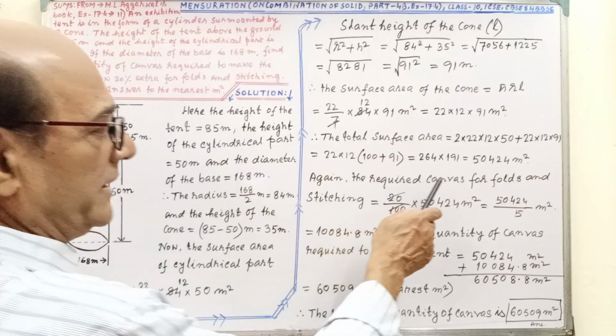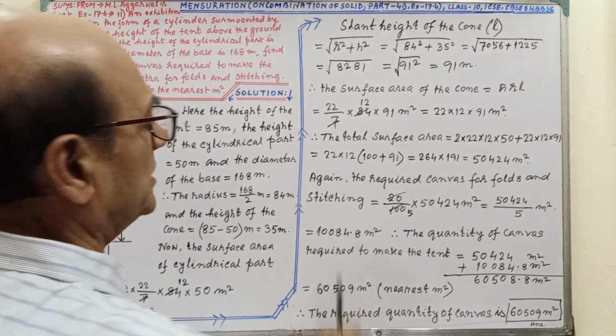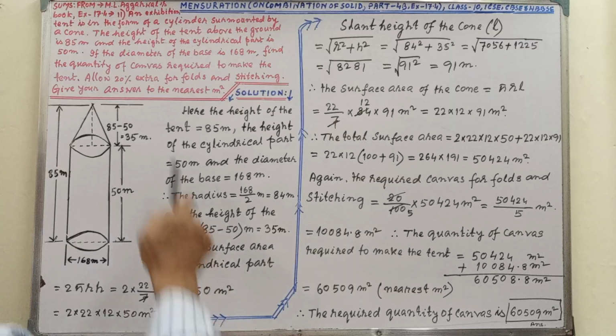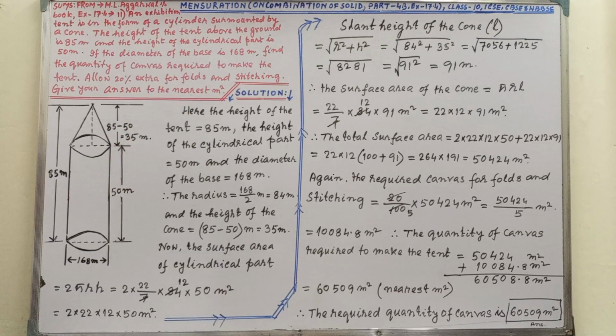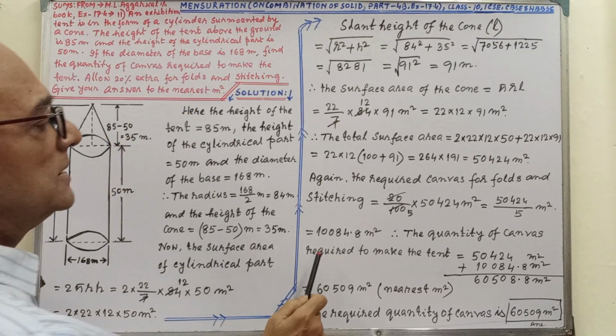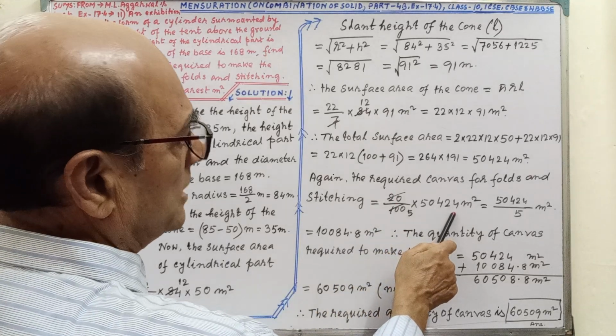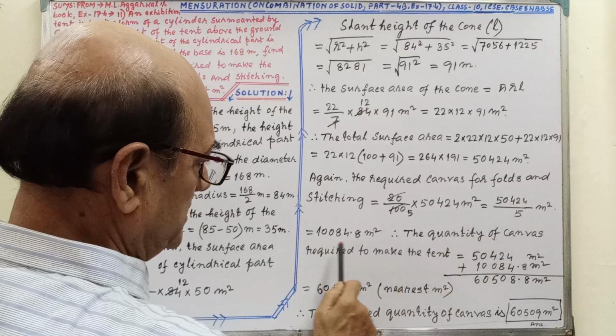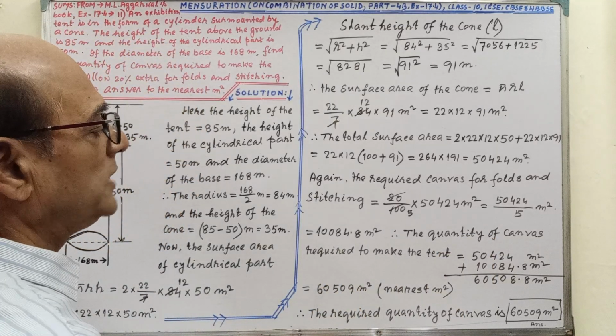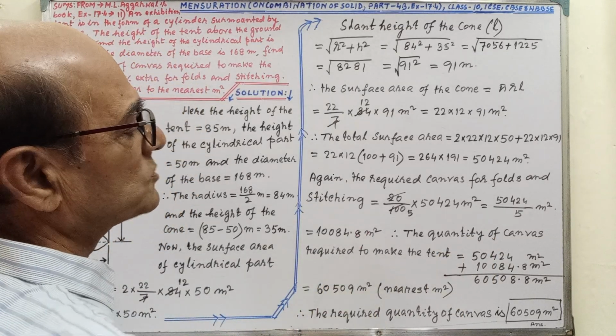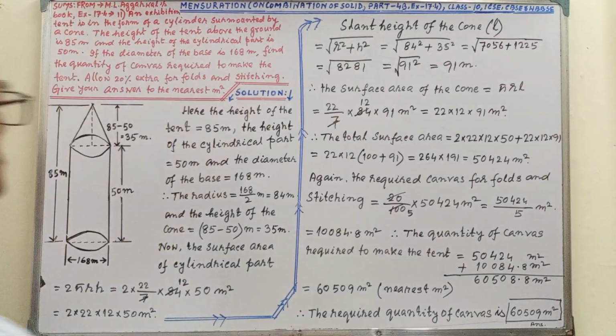Again, the required canvas for folds and stitching: for folds and stitching, 20% extra canvas is needed, the 20%, this is why 20 by 100, and this is the total canvas. By calculation it is coming 10084.8 meters square. Now we have to find out the total quantity of the canvas.